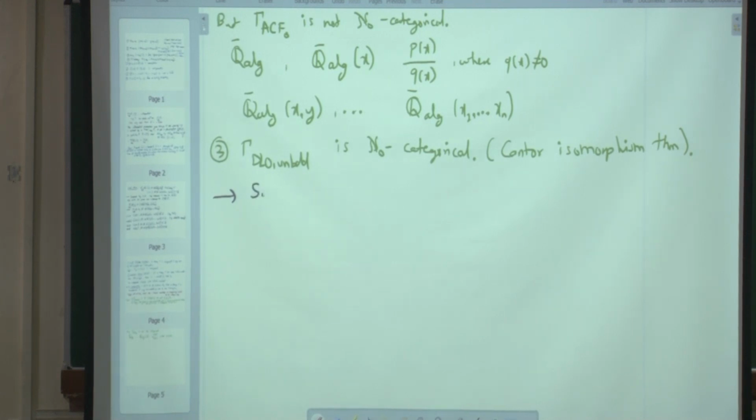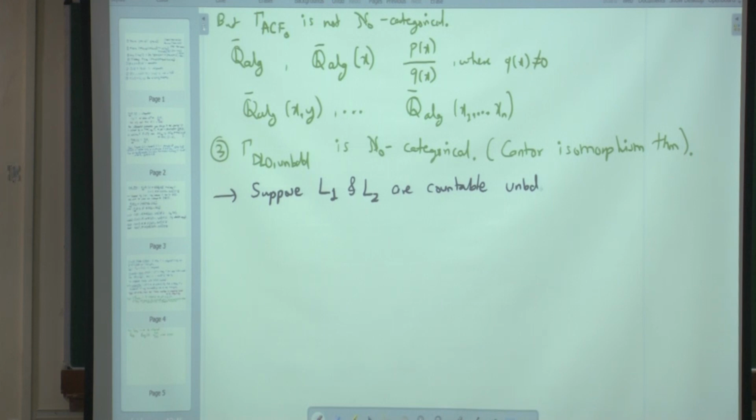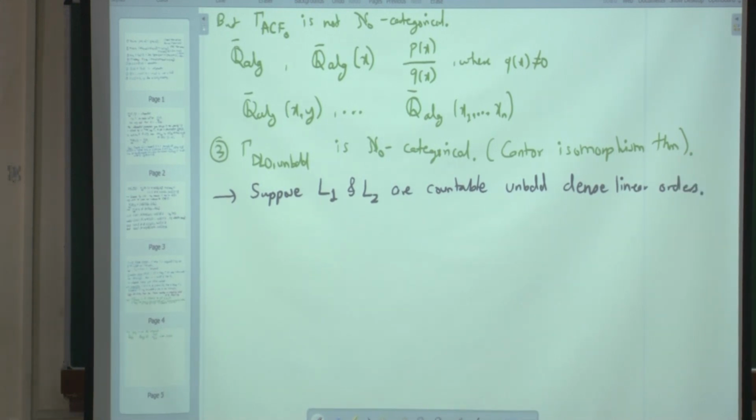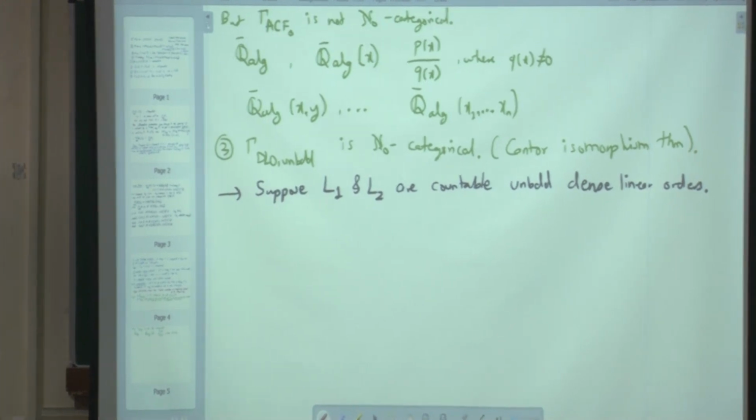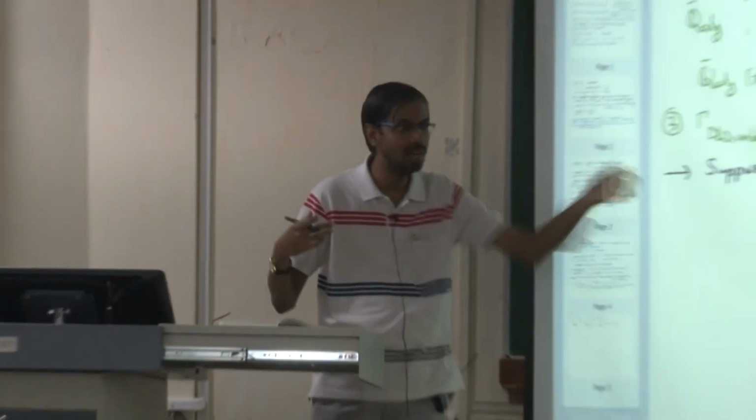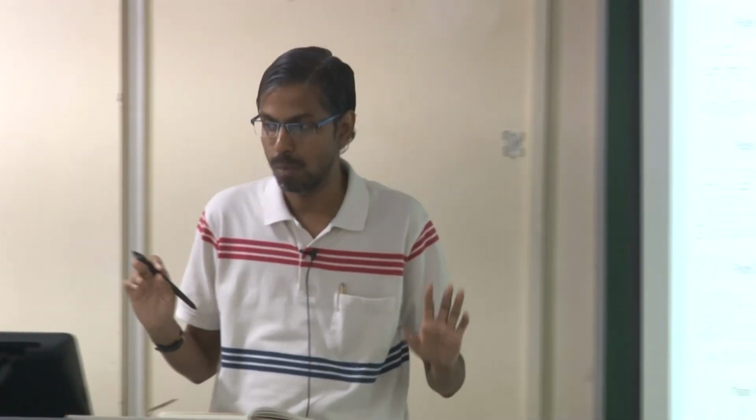So suppose L1 and L2 are countable unbounded dense linear orders. Dense linear orders which are unbounded have this property that between any two distinct elements there is a third element, below any element there is another element, and after any element there is another element. So these are the properties, and these are countable, that is given.